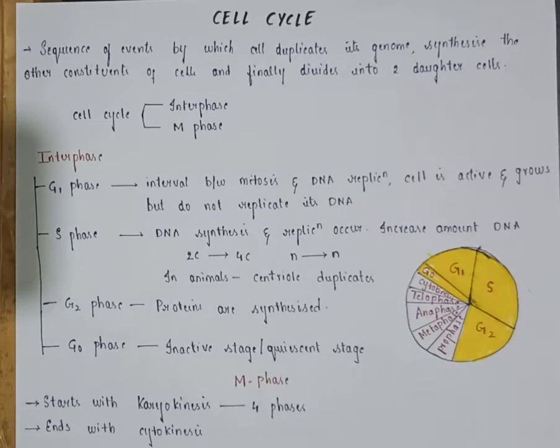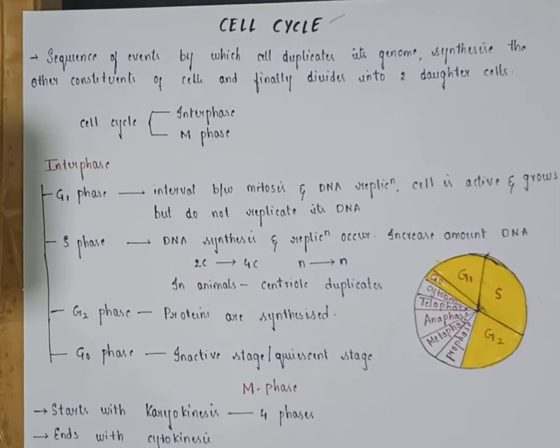And in today's video we are going to discuss the cell cycle. So the cell cycle consists of mitosis and meiosis. So first let us discuss mitosis.